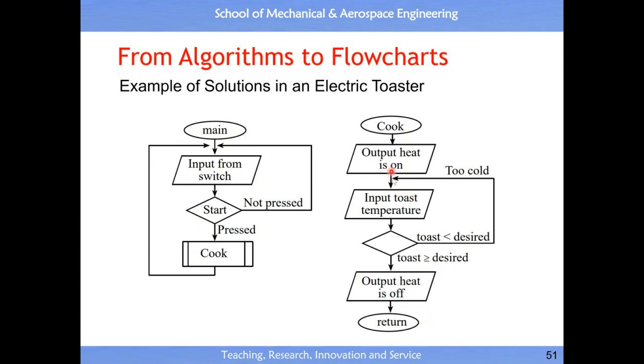So you turn on the heater, then you input the temperature. Then you check whether it exceeds the desired value or not. If yes, then you turn off, then you return. If not, you continue to do the cooking, because the temperature is still cold. And once it reaches the desired temperature, then you stop. So you must exactly describe the procedure of your algorithm in the form of a flowchart.